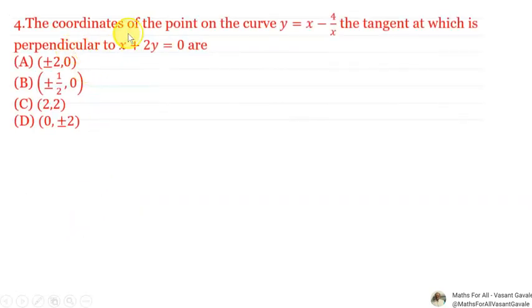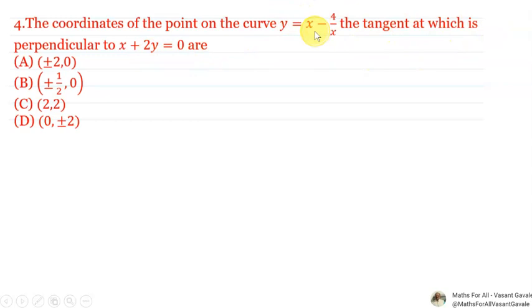The coordinates of the point on the curve y is equal to x minus 4 upon x, the tangent at which is perpendicular to x plus 2y is equal to 0. Okay. Now this is the curve y is equal to x minus 4 upon x. Okay. The tangent at which is perpendicular to this line.